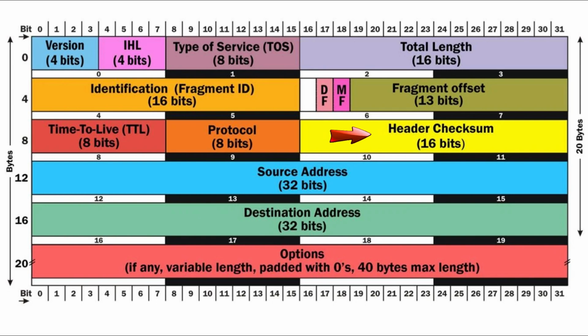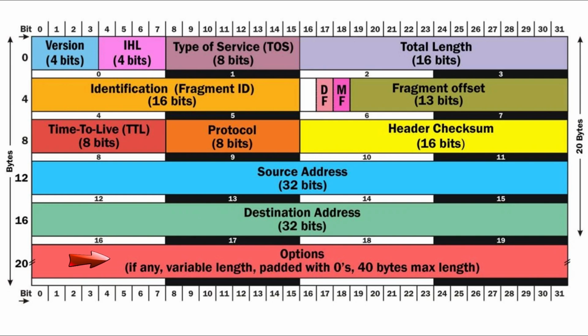Header checksum. This 16-bit field is used to store a checksum of the header. The receiver can use the checksum to check if there are any errors in the header. Source address: here you will find the 32-bit source IP address of the sender. Destination IP address is the 32-bit IP address of the receiver.